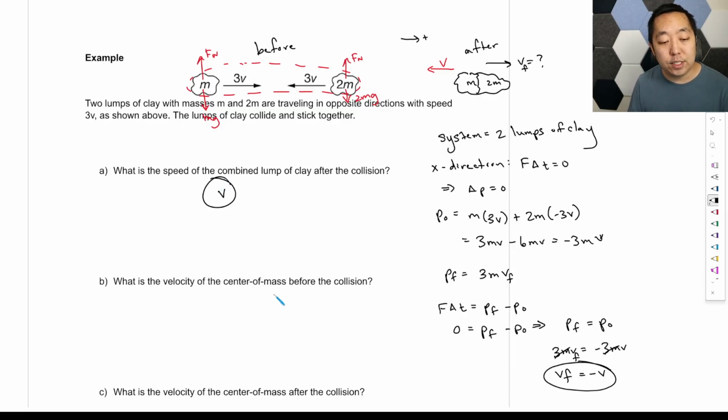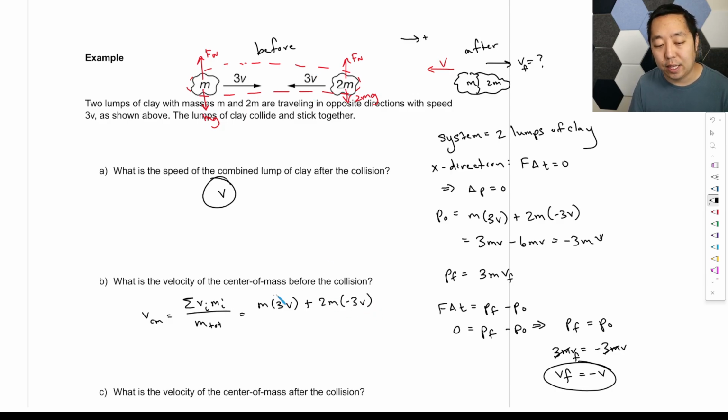What is the velocity of the center of mass before the collision? Okay, let's do that. Let's just verify this. So what is the velocity of center of mass calculation, right? We're going to sum the velocity of the object times the mass of the object divided by the total mass, right? And so this is going to be m times 3v plus 2m times negative 3v.